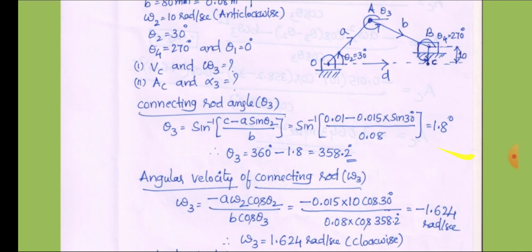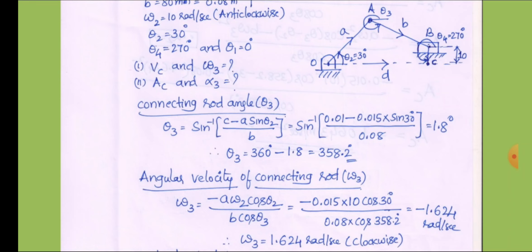First, the connecting rod angle formula, that is theta 3 is equal to sine inverse of C minus A sine theta 2 divided by B. C minus A sine theta 2 whole divided by B. So now sine inverse of C, that is nothing but offset distance, which is here equal to 0.01 meters, minus A, that is crank radius 0.015 meters into sine theta 2, it is sine 30. So whole divided by small b, which is the connecting rod length, equal to 0.08 meters.